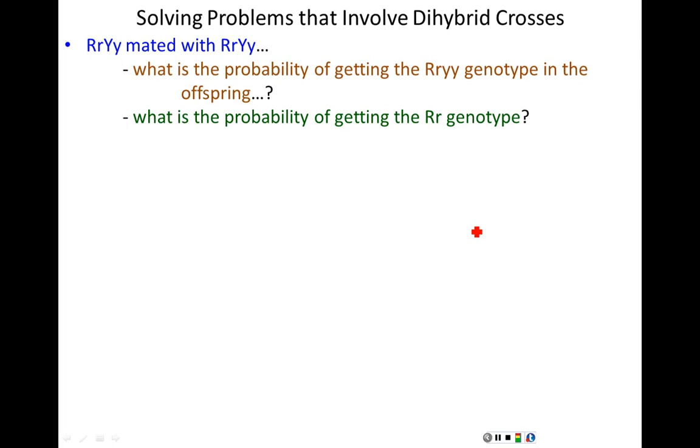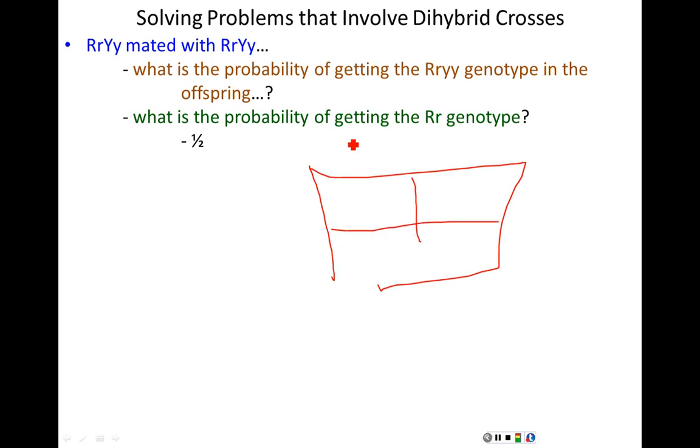Well, the first question is what's the probability of getting that heterozygotic genotype for the first gene? Remember, you always break it down into individual monohybrid crosses. Disregard seed color for a second. Just look at seed shape. Well, with that particular Punnett square, if we cross a heterozygote by a heterozygote, we have a 1/2 chance of getting that heterozygotic genotype back.